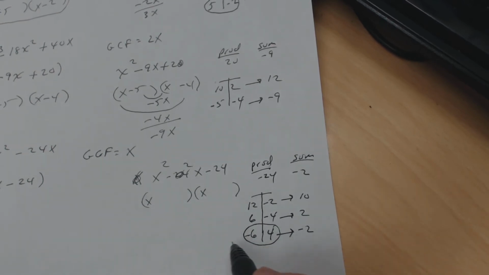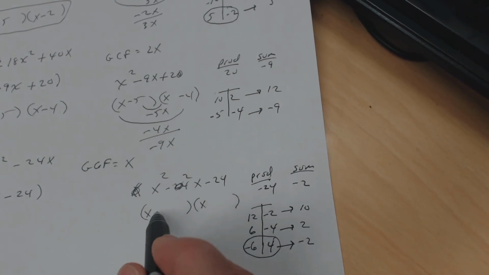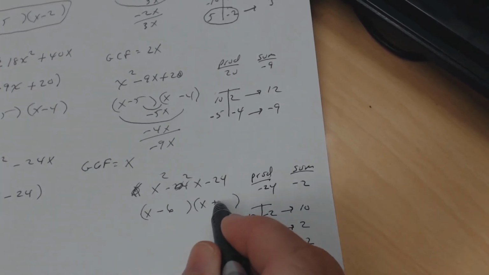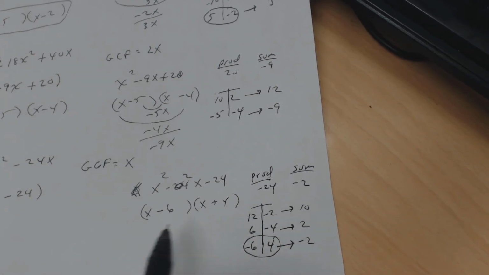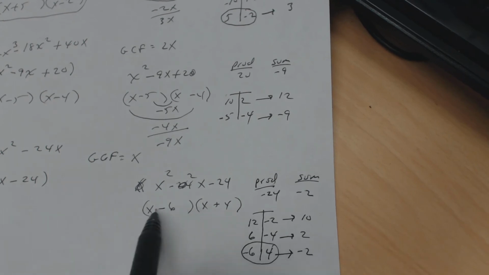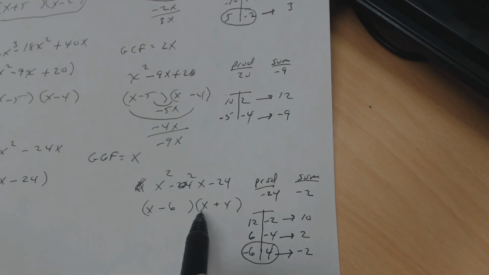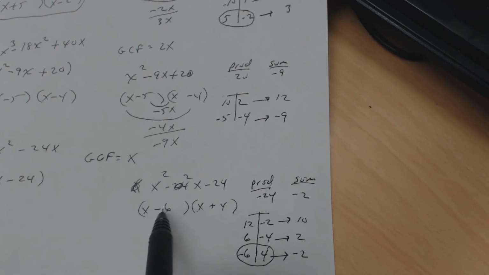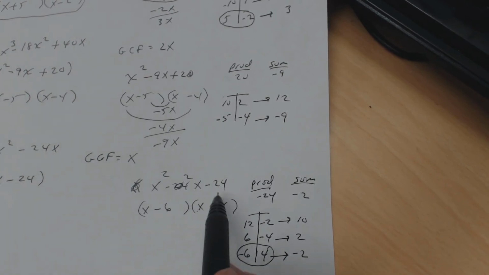So these are the two numbers I'm going to use. I'm going to put negative 6 here, so I get x minus 6, and the positive 4 goes here, so I have x plus 4. So x minus 6 times x plus 4. If I were to FOIL this out, that will give me this back. First, x times x is x squared. The last: negative 6 times a positive 4 is negative 24.